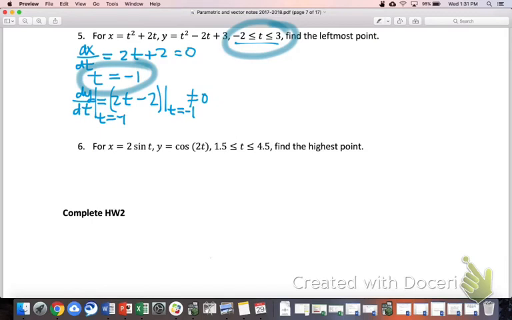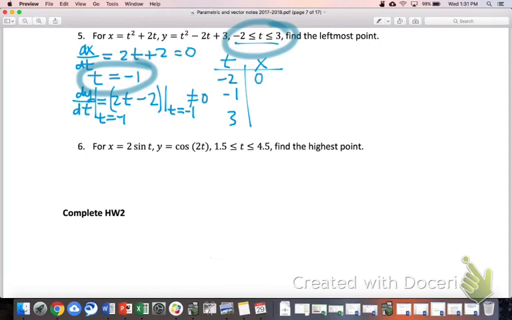To be honest with you, I don't even know if we have to plug them into x and y. Looking for a leftmost point, I guess it did say point, so we would want to know both the x and the y coordinate, but the more important one would be x, right? Because we're looking for leftmost. So that's what I'll do. I'll just make a quick table here. My input is t, and my output is x. I've got -2, -1, and 3. So if I plug those into x, what happens?